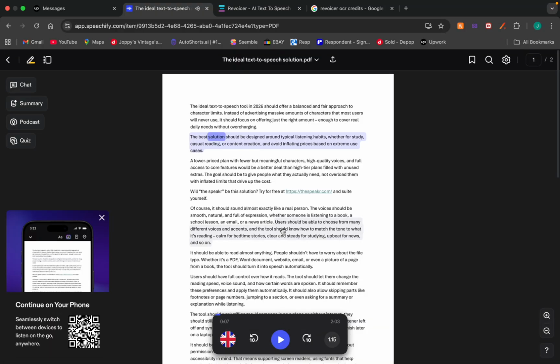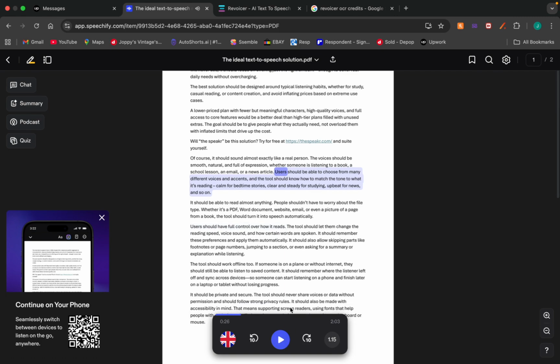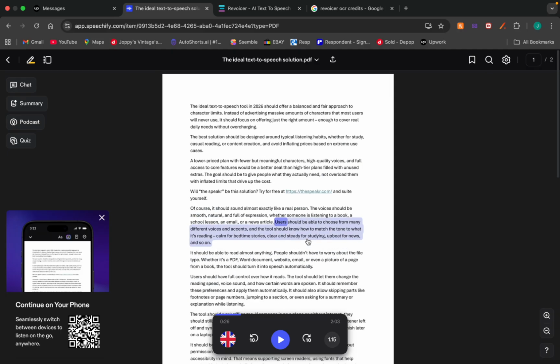We have the best solution should be designed. Sorry about that. We have Users should be able to choose. We have the example PDF here, which it can read.